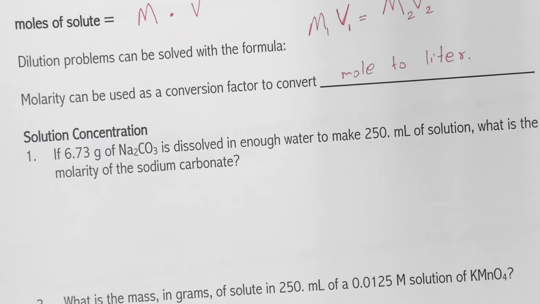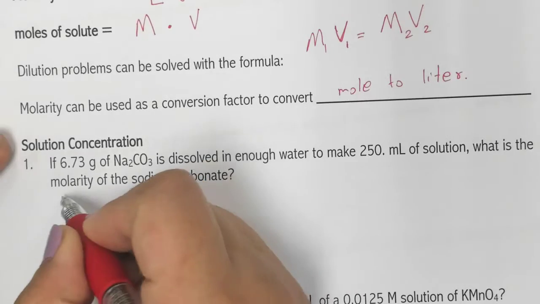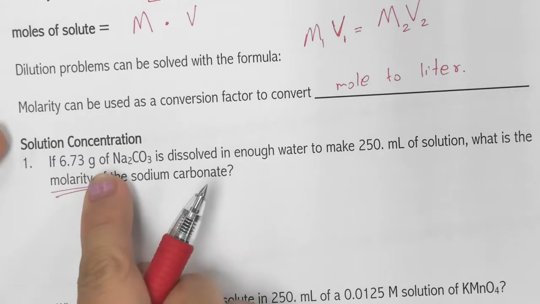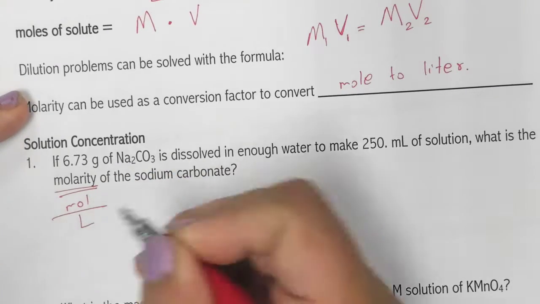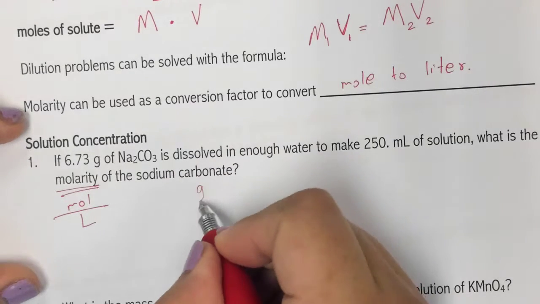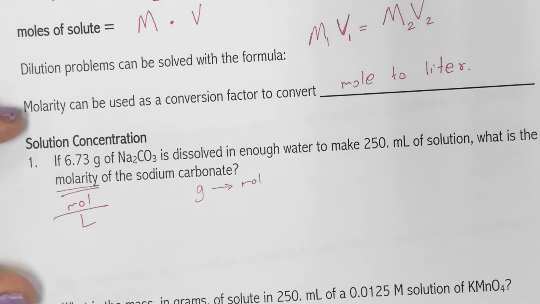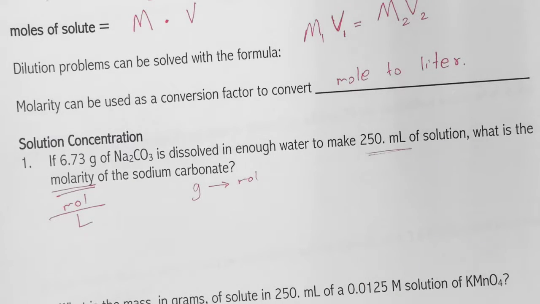If 6.73 grams of Na2CO3 is dissolved in enough water to make 250 milliliters of solution, what is the molarity of sodium carbonate? Should be really simple, right? What is molarity? We said that molarity is moles over liter. Now look at the question. Did I have mole? No. But can I find out? Yes, because I have grams, and I can find moles. Did I have liter? Kind of, I have milliliter there. I could convert it to liter.